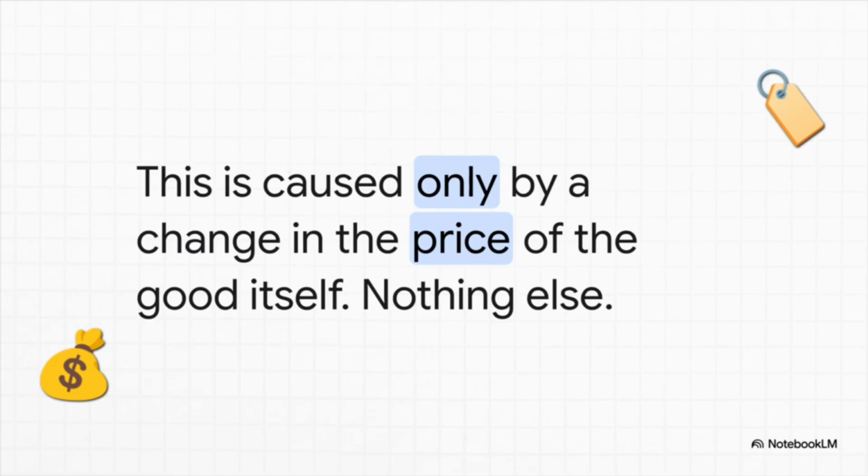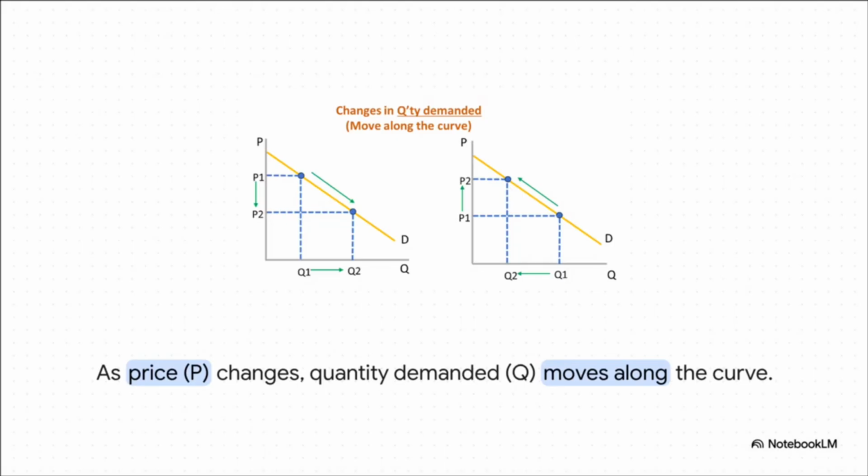So what causes this movement? This is the golden rule. You have to remember this. A change in quantity demanded has only one cause, a change in the price of that specific good itself. That's it, nothing else. Not what your friend is buying, not if you got a raise, just the price tag on that one item. And you can see that happening right here on this graph.